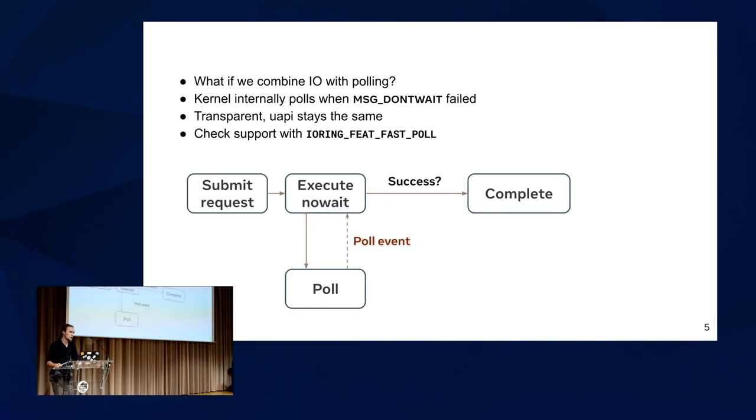So let's try to think what can be done better. What if we combine IO operation with polling? So as previously, we would try to execute it. But if it fails, we are not offloading into a worker thread. We would try to poll the socket. And if the polling tells us that there is data, we will try to execute it again. This works much better. And probably the best part of it is that it doesn't change the API. You're just sending the request, send message, receive message without any explicit polling. And it's definitely much simpler than exposing polling to the user space, but it's not without problems.